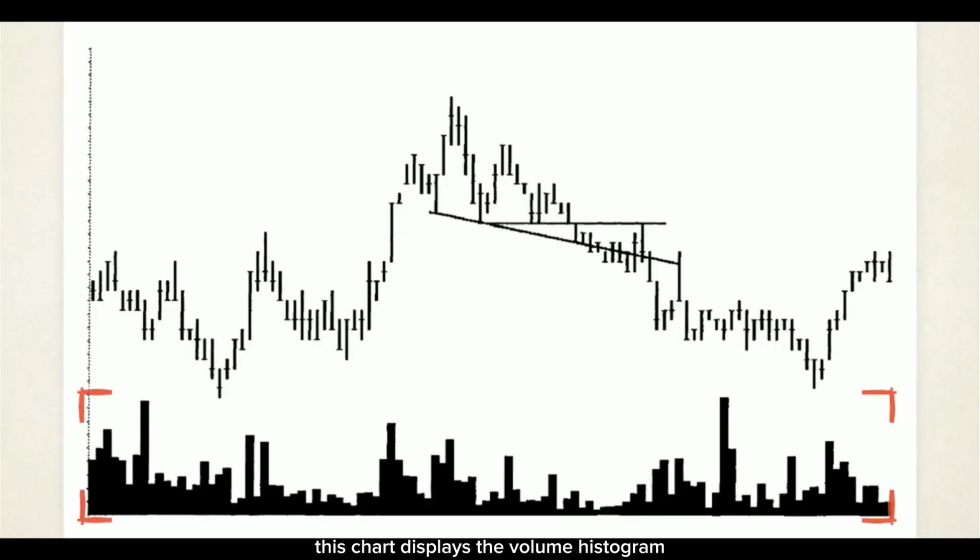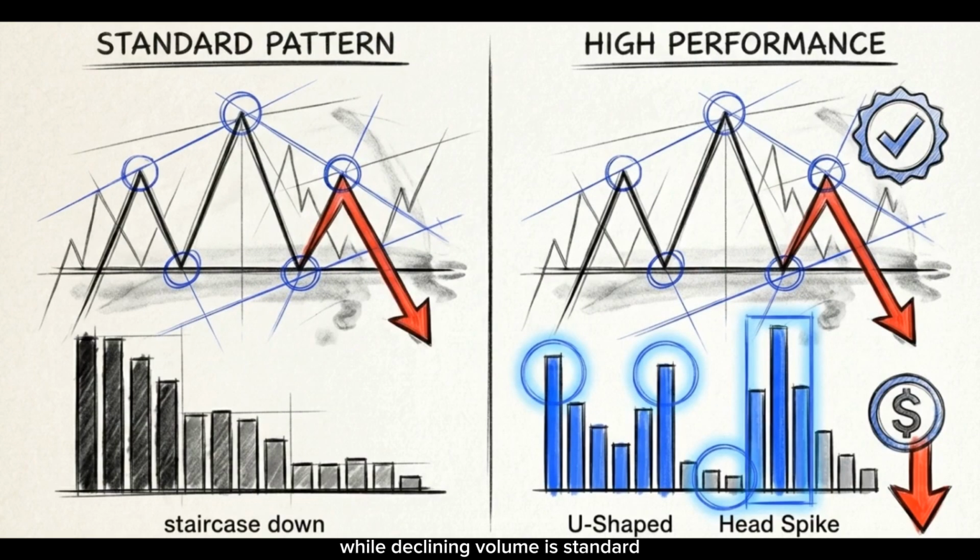Step 3 is validation. This chart displays the volume histogram beneath the price action. A reliable setup has a specific sequence. Notice the high volume cluster under the left shoulder. Volume steps down during the head and dries up completely by the right shoulder. While declining volume is standard, historical data shows that patterns with a U-shaped volume trend, or patterns where the volume spikes highest on the head itself, result in the steepest price drops.